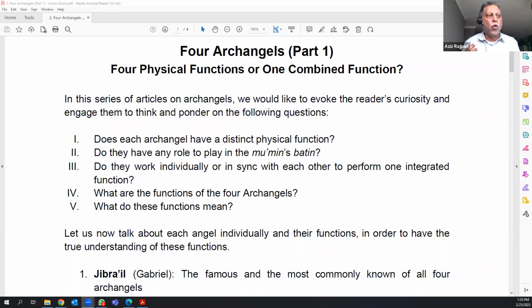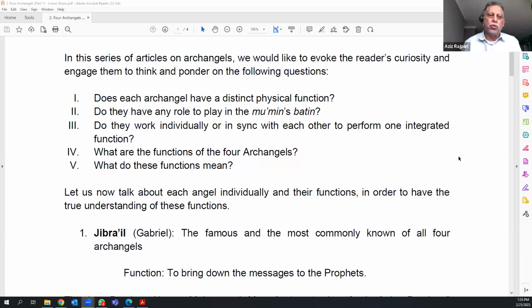What are the functions of the 4 archangels? Someone can even say, why are they even called archangels? And what about all the other angels? What do those functions mean to us? So let's talk about each angel individually and their functions in order to have a true understanding of this function.